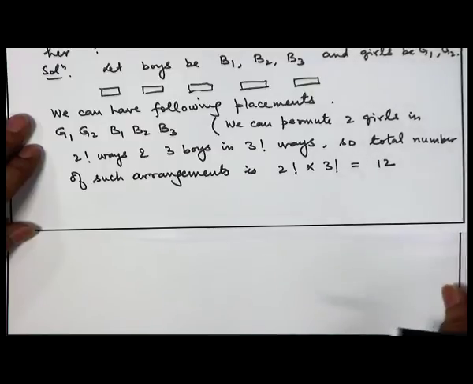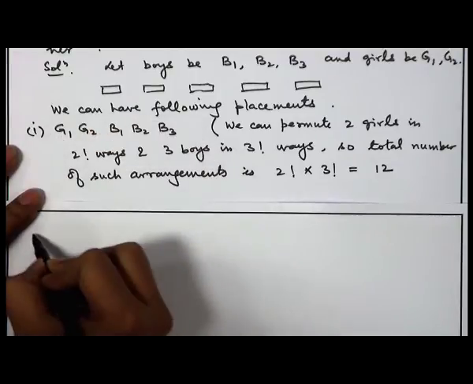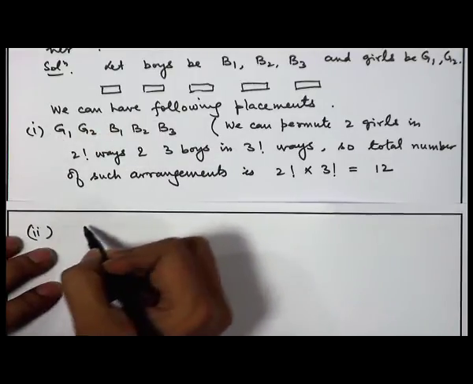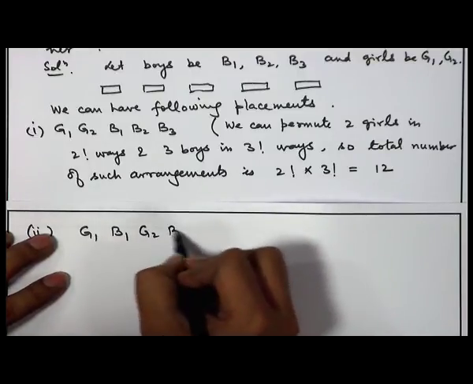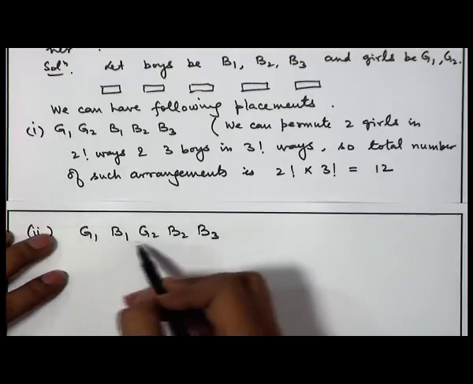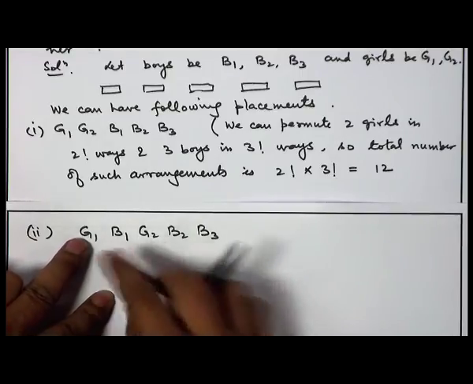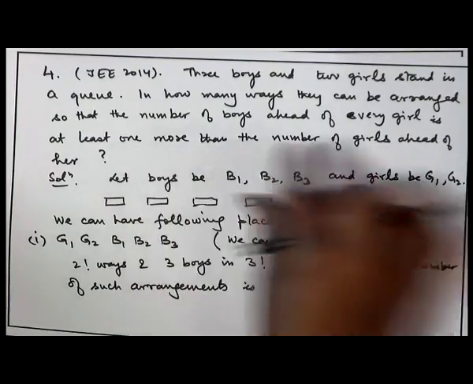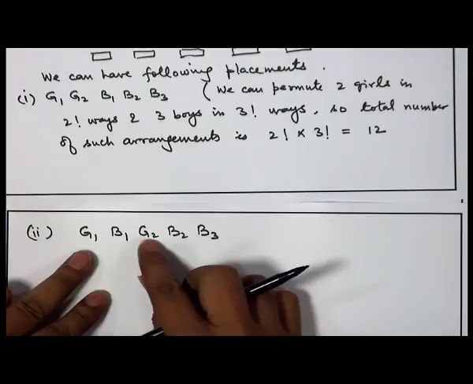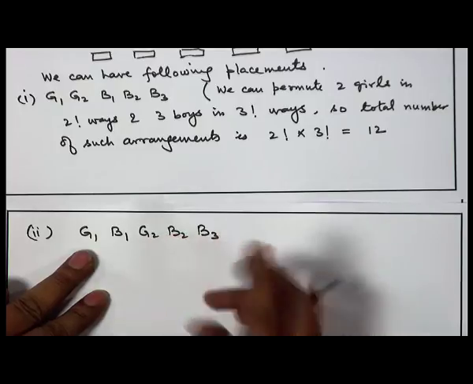Now, let us look at another arrangement. So, this is one arrangement. In the second arrangement, we have a girl first, then a boy, then a girl and then 2 boys. Let us look at this. Ahead of G1 you have 1 girl and 3 boys. The condition that the number of boys ahead of every girl is at least 1 more than the number of girls ahead of her is satisfied. Similarly, ahead of G2 we have 2 boys and no girl. So, again this condition is satisfied.